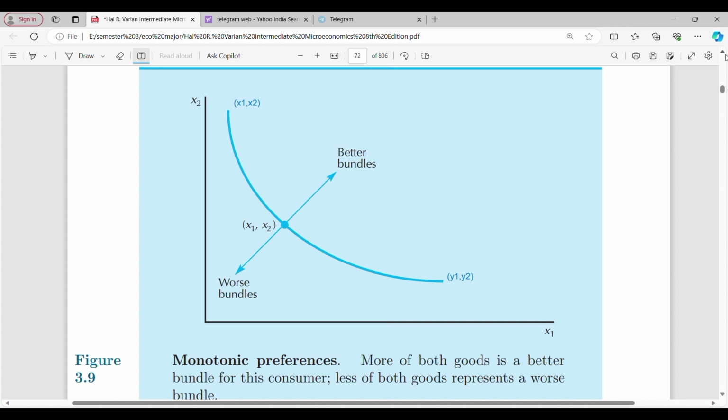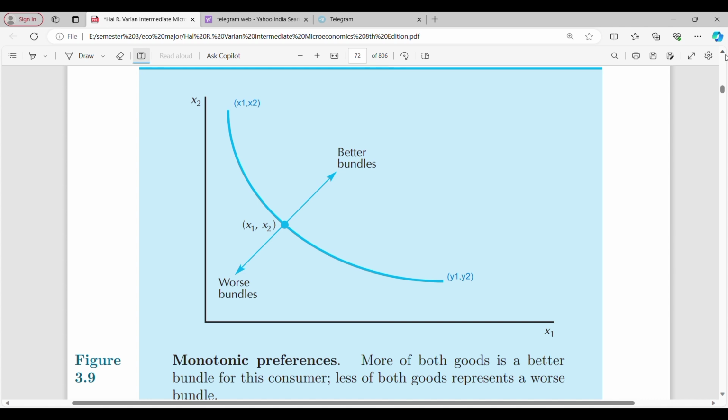In the previous class we discussed the example of pepperoni and anchovies. Anchovies was a bad, and when it is consumed more, the consumer is moving to a worse situation. So here we are considering goods only in this monotonicity concept, and here more is better.